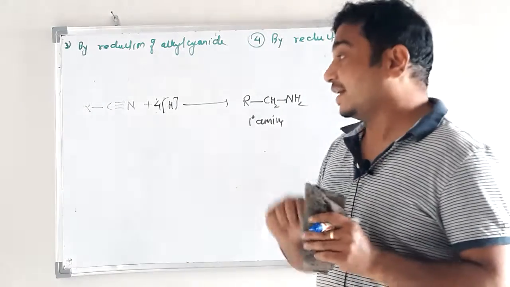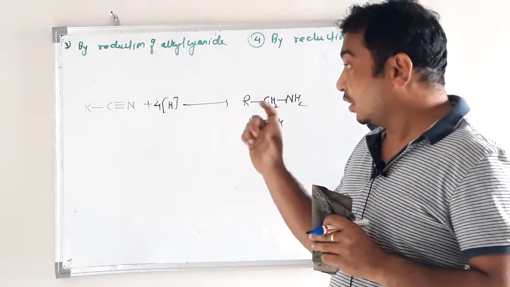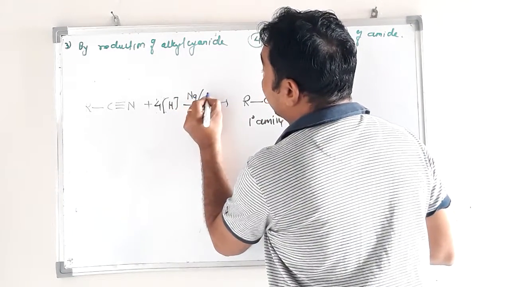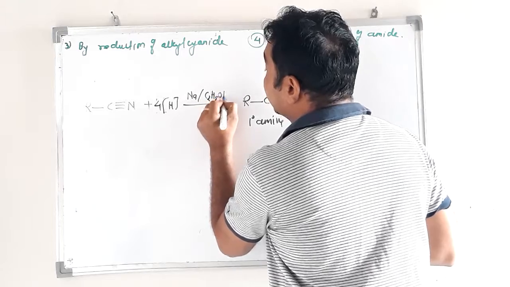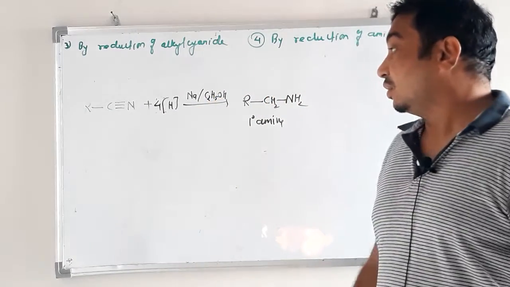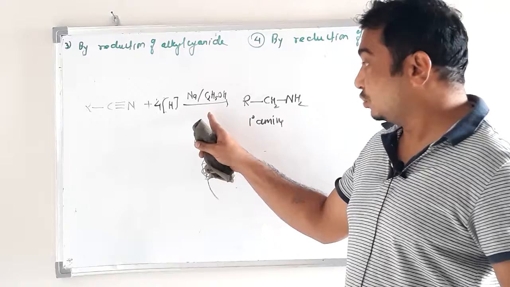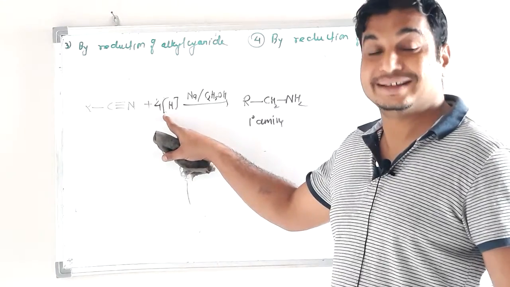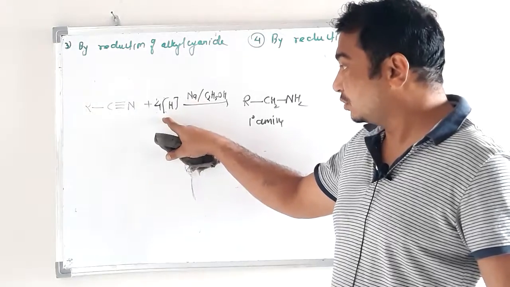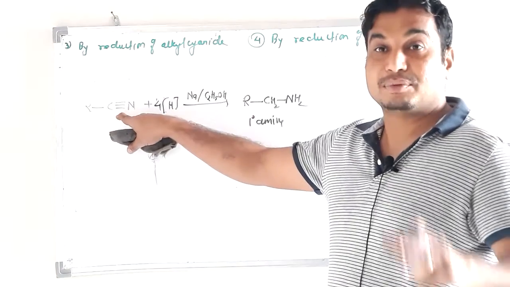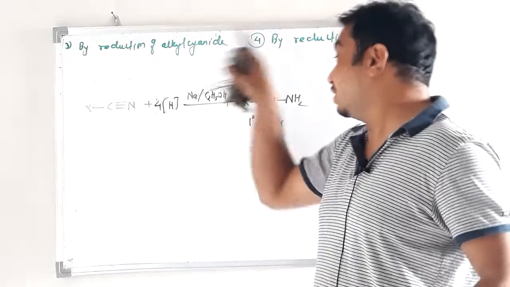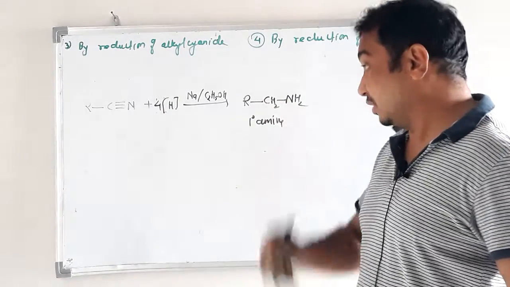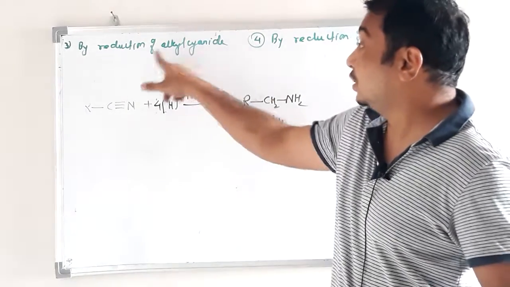In this reaction, one of the best reducing agents is sodium in presence of ethanol, C2H5OH. This is one of the reducing agents, and it is going to produce 4 free nascent hydrogen atoms, and this free hydrogen gets added across the carbon nitrogen triple bond and converts it into a carbon nitrogen single bond. That is primary amine. So reduction of alkyl cyanide.